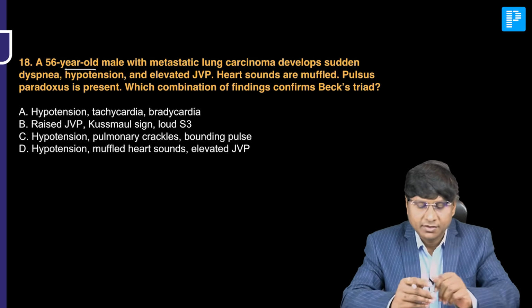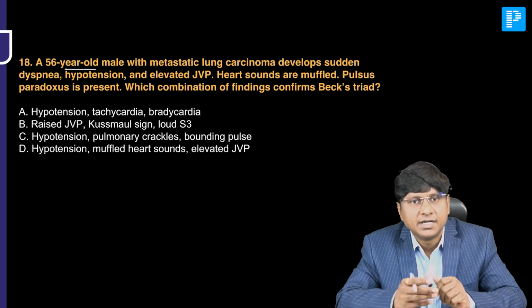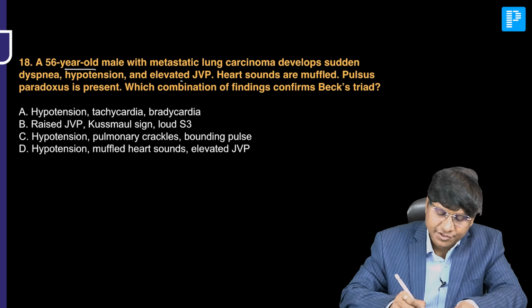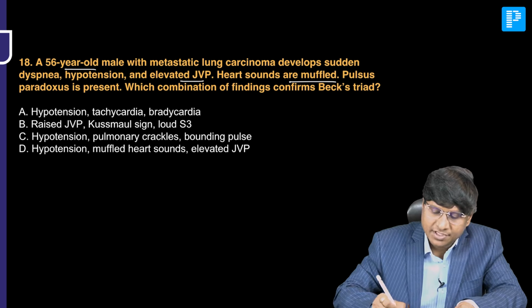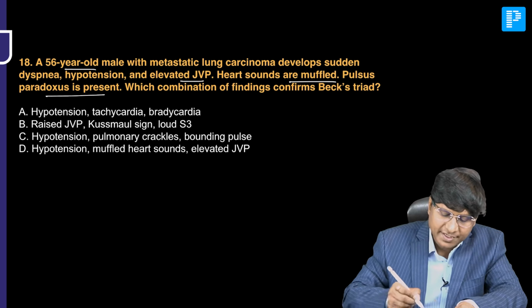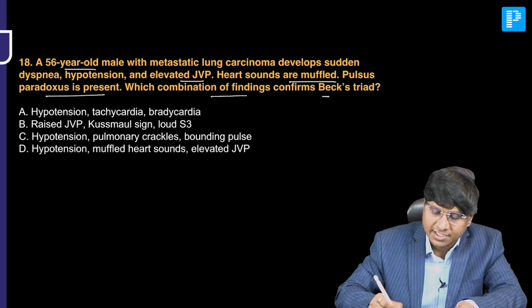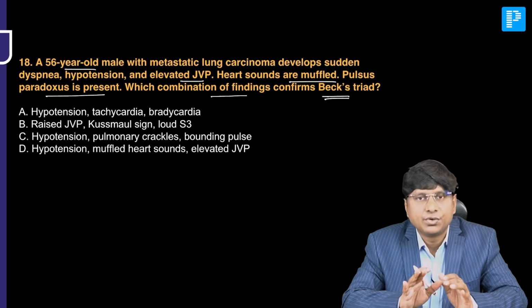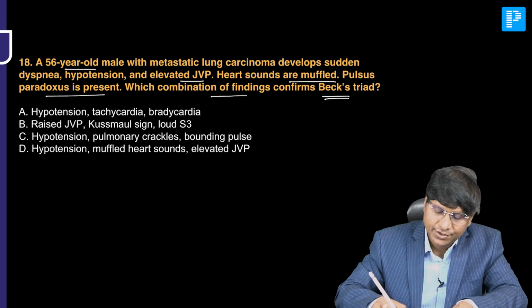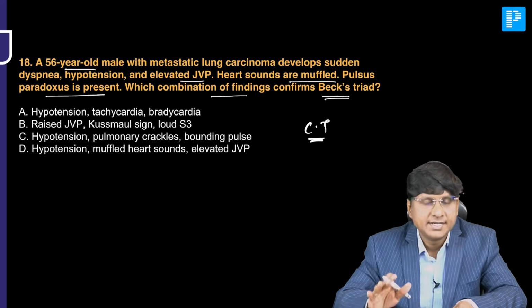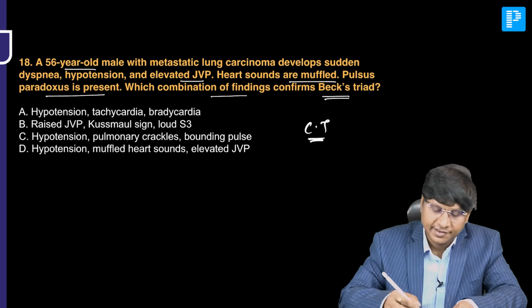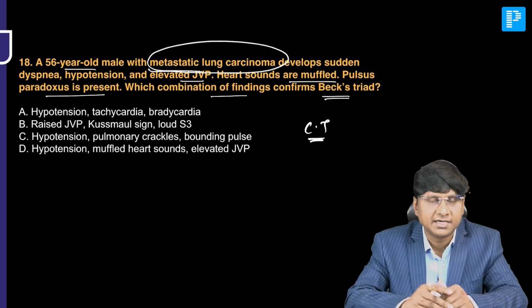Now moving on to the next question. A 56-year-old male with metastatic lung cancer develops sudden dyspnea, hypotension and elevated JVP. Heart sounds are muffled, pulsus paradoxus is present. Which combination of findings confirms Beck's triad? Where do you have Beck's triad? You will have that in cardiac tamponade. Now what is the cause of the cardiac tamponade in this patient? That is the metastatic lung cancer.